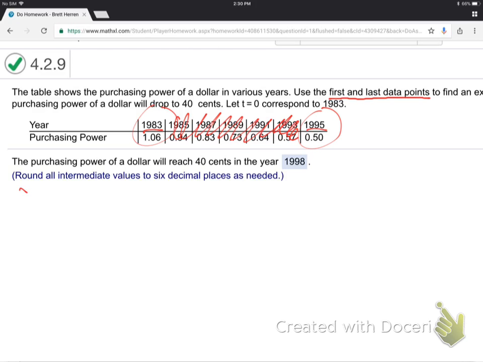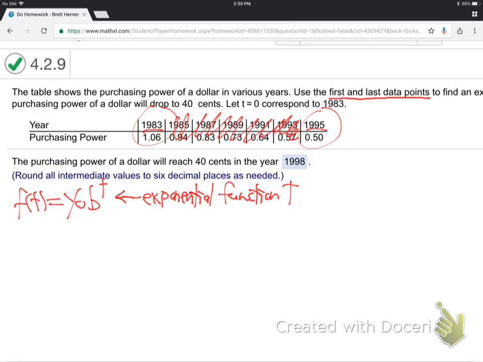What was the last one? It was f of t is y0 b to the t. That'd be a good thing to put right on your 3x5 card. That's an exponential function for t, for time. Remember, exponential means when the letter climbs into the power zone. See how the letter time has climbed into the power zone? That's an exponential function over time.